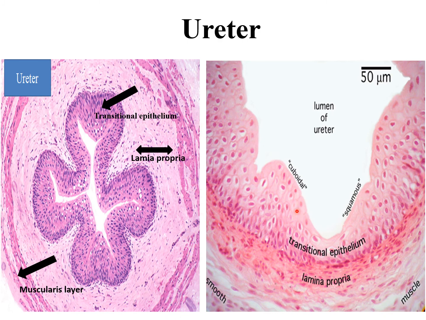On the other slide, we can also note clearly the lumen of the ureter. This is the lumen of the ureter, and the epithelium, transitional epithelium, lamina propria, and the muscularis layer. This is the muscularis layer with the smooth muscle fibers.